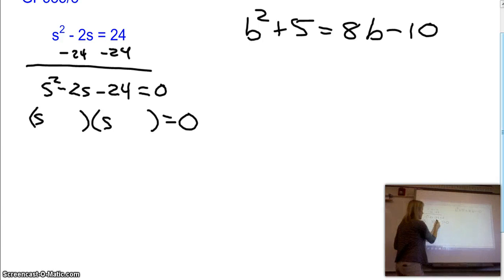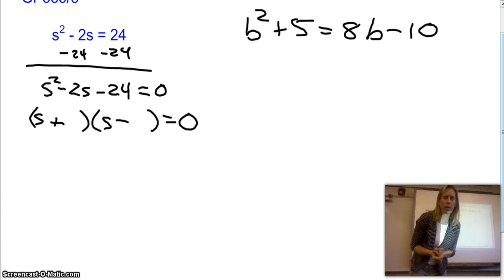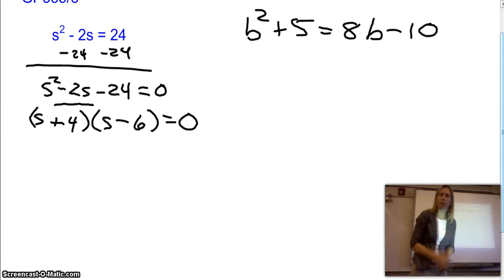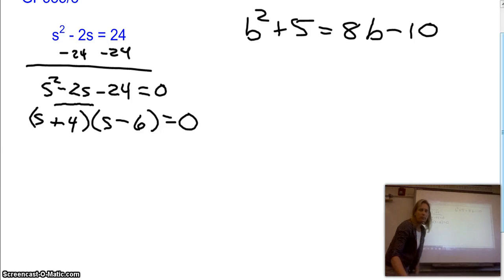We have a negative c value, so we know we have plus and minus, right? And 6 times 4 is 24, and 6 minus 4 is 2. So because the b value is negative, the larger factor, 6, will have to be negative. So minus 6 and plus 4. When you FOIL that back, s squared minus 6s plus 4s is negative 2s minus 24.